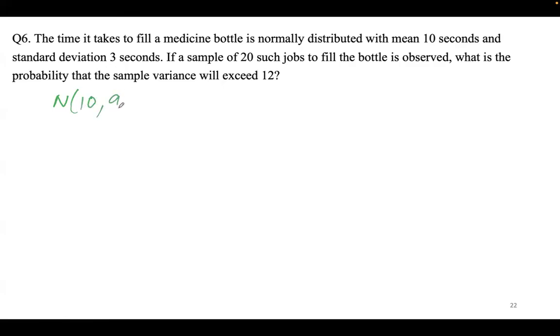So mean is 10 and standard deviation is 3, so variance is 9. If a sample of 20 such jobs to fill the bottle is observed, what is the probability that the sample variance will exceed 12? So sample and sample variance. The probability that the sample variance is going to exceed 12, that's the question. Sample variance, so it's going to be S square.